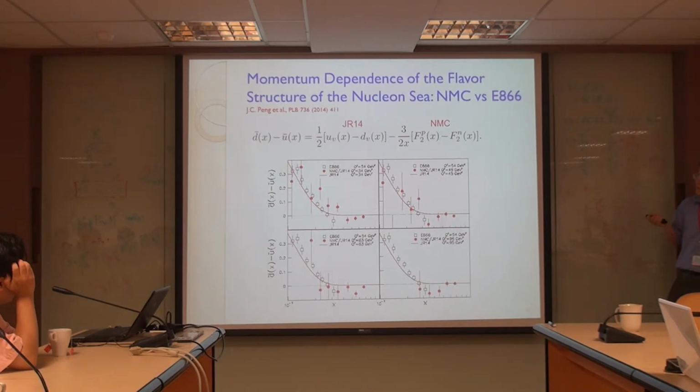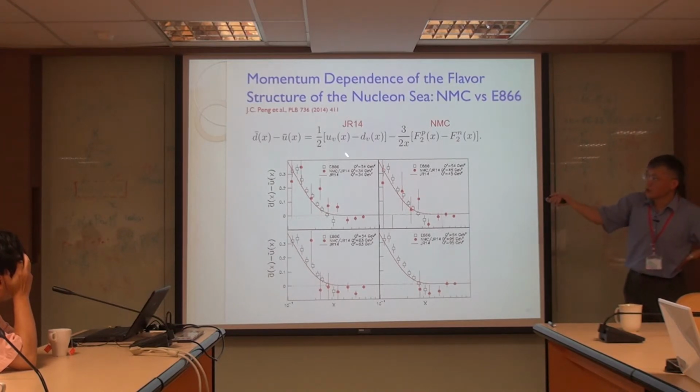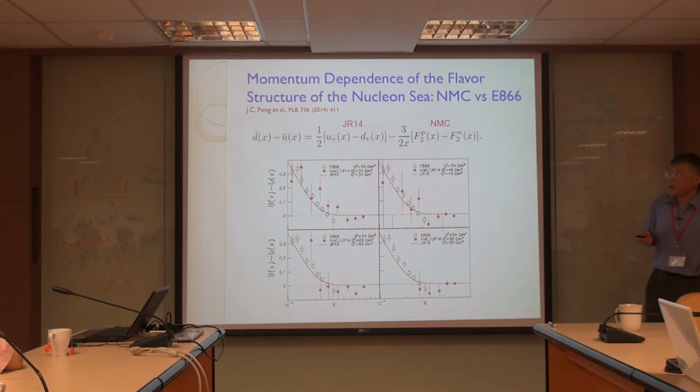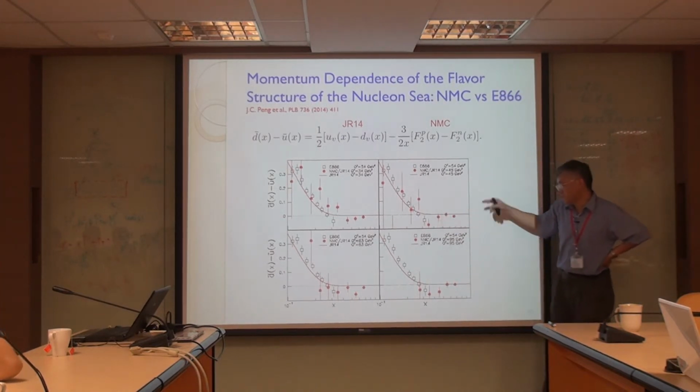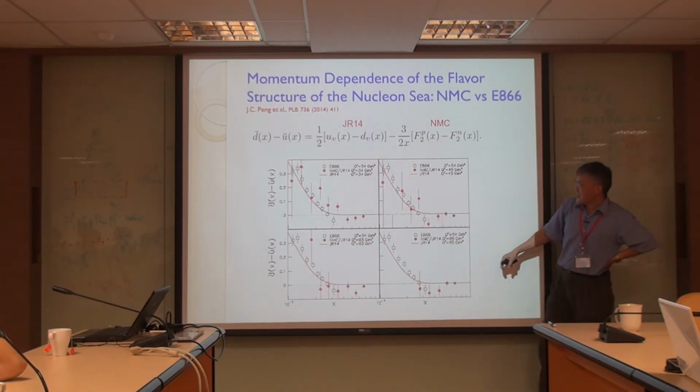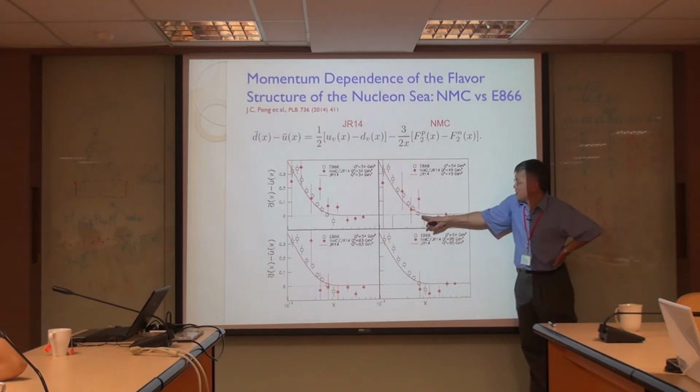Okay, so what's the solid curve? The solid curve is based on NMC data, which have this difference in the structure function. And I put in the JR14, and with this formula at leading order, you can get D bar minus U bar. So this is the red curve derived from the NMC data set, and there's JR14. And there's no turnover. Oh, sorry, I didn't see the curve. You have to see the point.